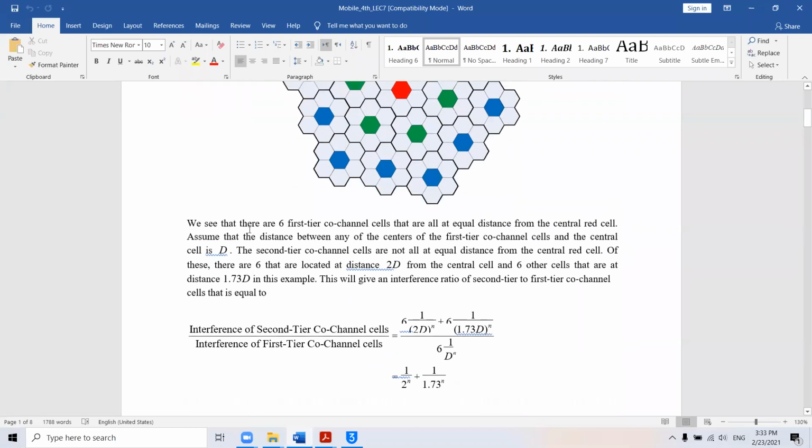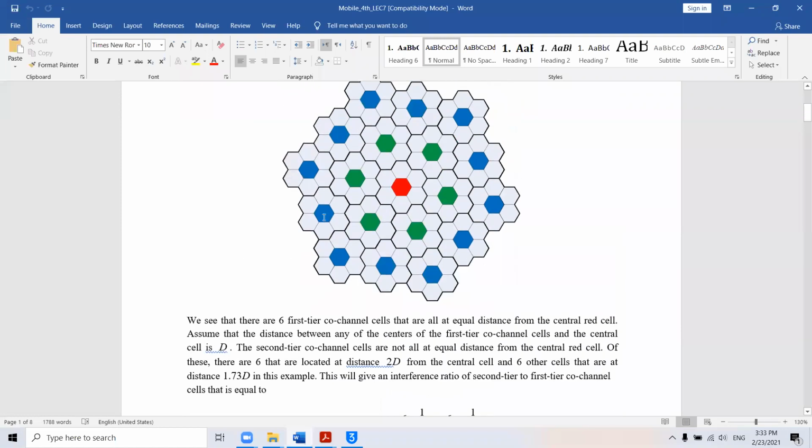Look, we see that there are 6 first tier co-channel cells that are all at equal distance from the central red cell. Assume that the distance between the center of any first tier co-channel cell and the central cell is D. As you know, we said that the distance between 2 co-channel cells is D. We have defined this previously.